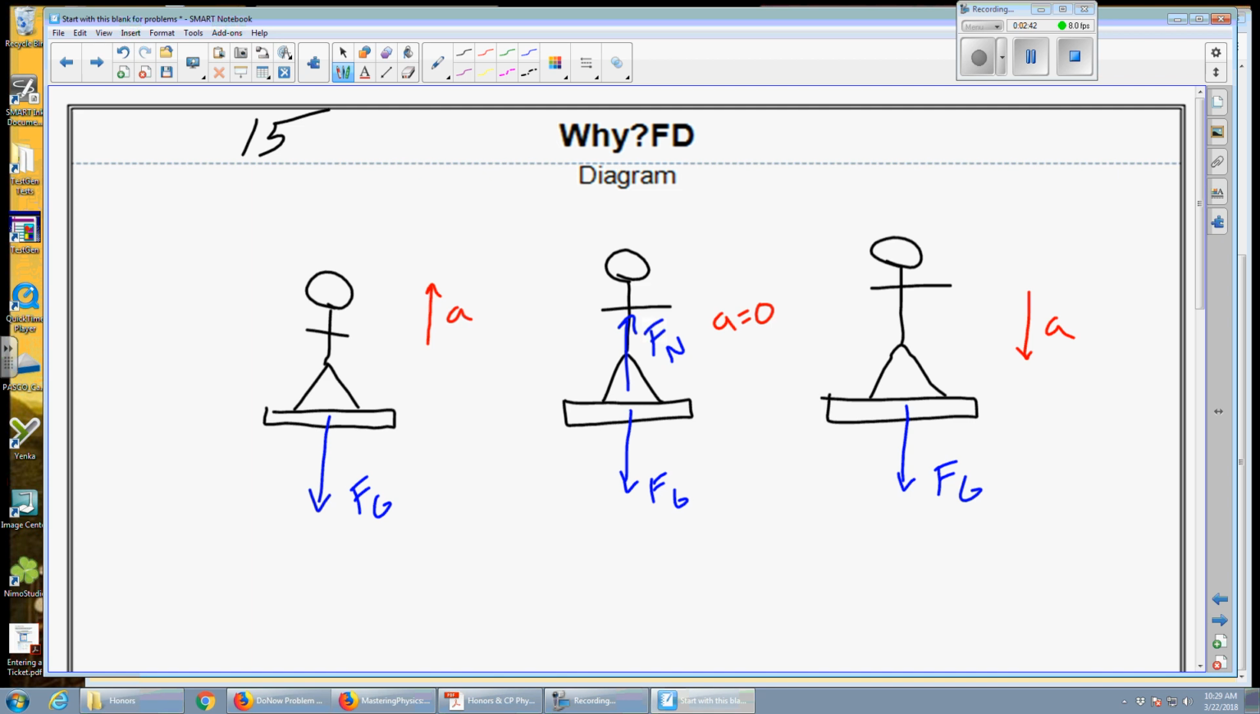When the acceleration's down, the net force needs to be down, so I'm going to have less normal force than gravitational force. So my total force is downwards. And then when my acceleration's up, my net force needs to be up, so I'm going to have more normal force than gravitational force. So my net force, my total force is upwards. Questions on the force diagram there?